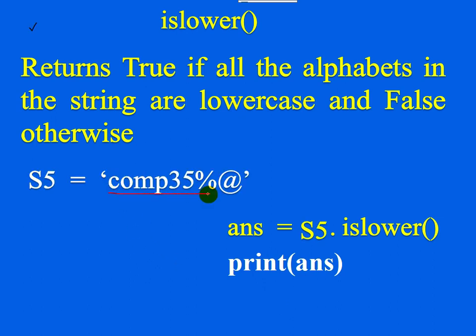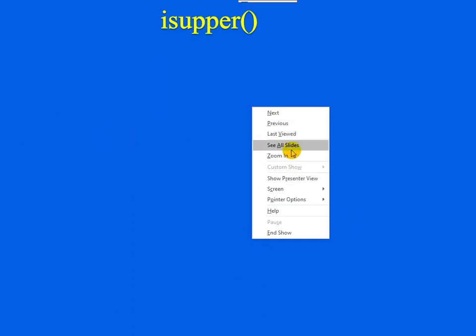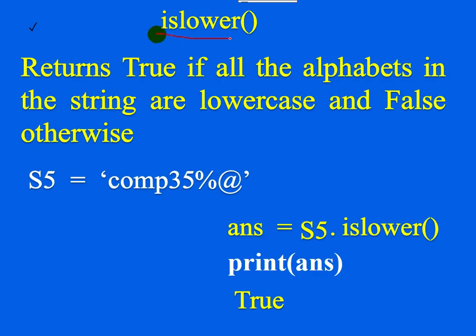Now s5 equal to this string. If I write s5 dot isLower, answer returned. See, these are the alphabets present in the string. All the alphabets are lowercase, isn't it? So the answer returned is true. Okay, so please make a note of this one. This is the next built-in function isLower. So what does this function do? It returns either true or false. If all the alphabets present in the string are lowercase, the answer returned is true, otherwise false.